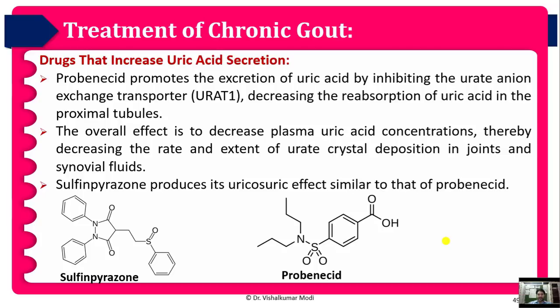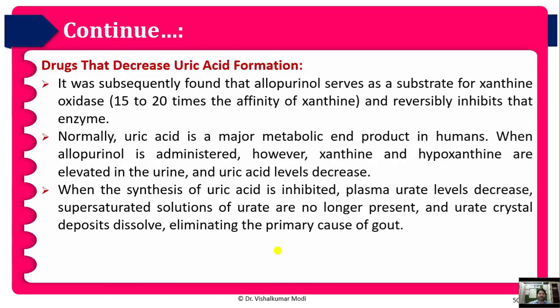Sulfinpyrazone produces its uricosuric effect similar to that of probenecid. This is the structure of sulfinpyrazone and probenecid. Another class in the treatment of chronic gout is drugs that decrease uric acid formation. It was subsequently found that allopurinol serves as a substrate for xanthine oxidase. It has 15 to 20 times the affinity of xanthine and reversibly inhibits the enzyme.